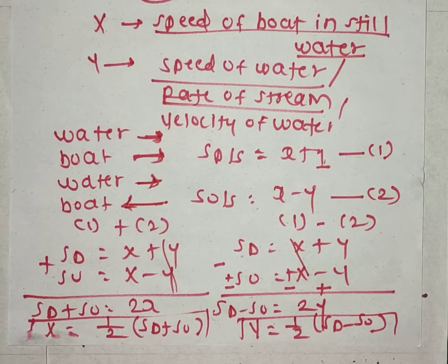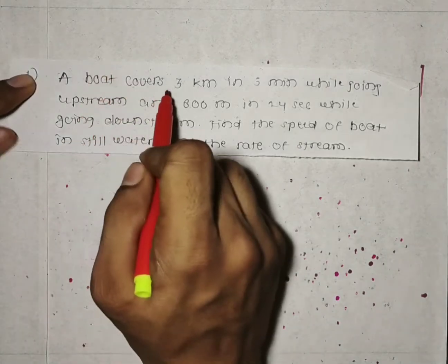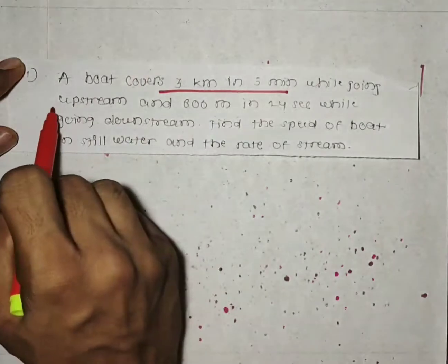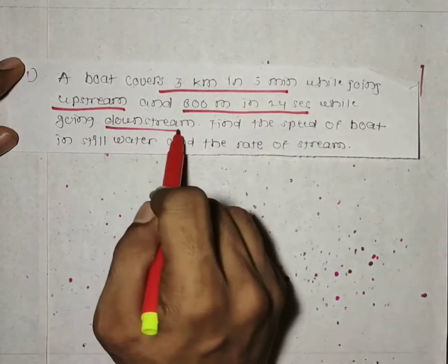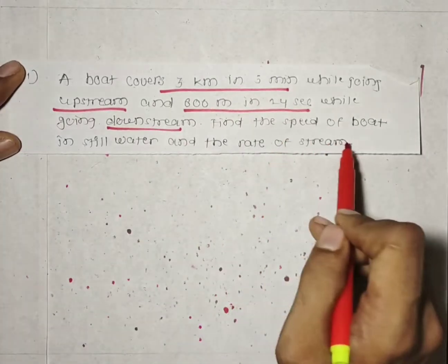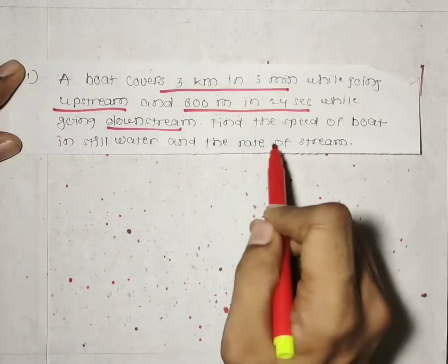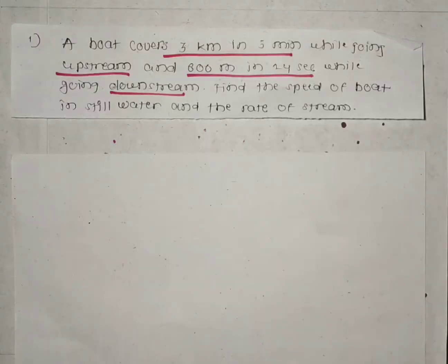So let's see the questions. Now let's see the first question. A boat covers 3 km in 5 minutes while going upstream and 600 meters in 24 seconds while going downstream. Find the speed of the boat in still water and the rate of stream. Speed of boat in still water means x, and the rate of stream means y. We have to find the values of x and y here.